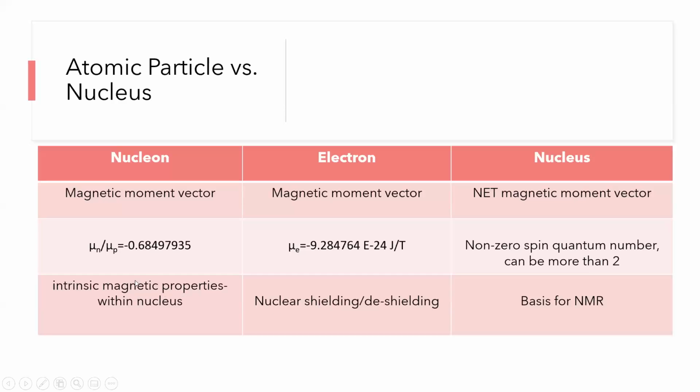So then, like I said, nucleons just exhibit intrinsic magnetic properties, and they're within the nucleus. Electrons do have a magnetic moment vector, so they do play a role in NMR, even though we're talking about a nucleus. And that's why we have this concept, nuclear shielding and de-shielding. But that's beyond the scope of this presentation, because that's what my next presentation is on. And then the nucleus, like I said, is the basis for nuclear magnetic resonance, NMR.